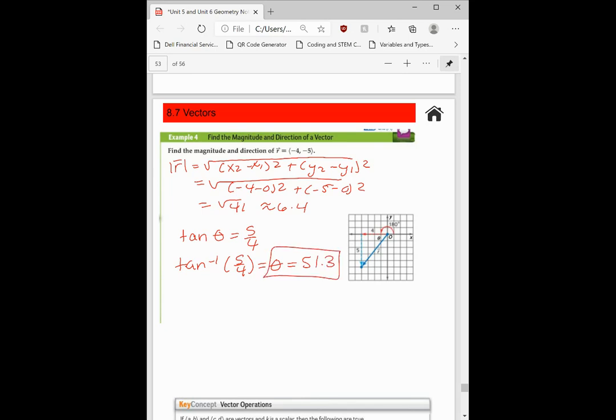So that means the direction of vector r is going to be written as 180 degrees plus 51.3 degrees, which is 231.3 degrees. So the magnitude of r is about 6.4 units in the direction of the angle of 231.3 degrees. So this is important and this is important.